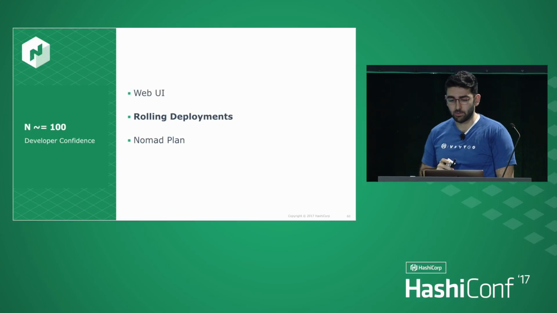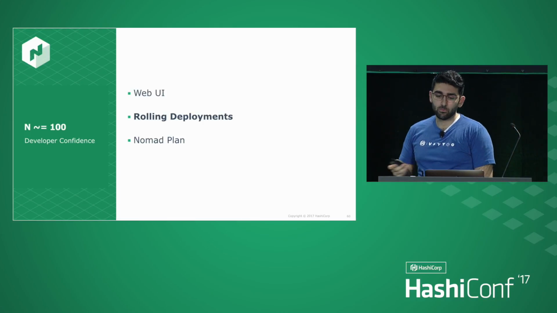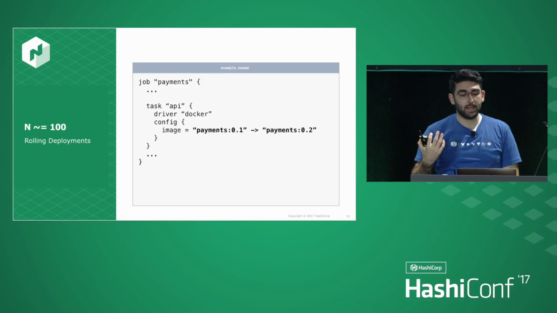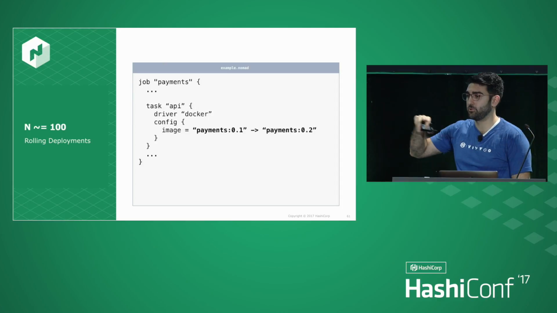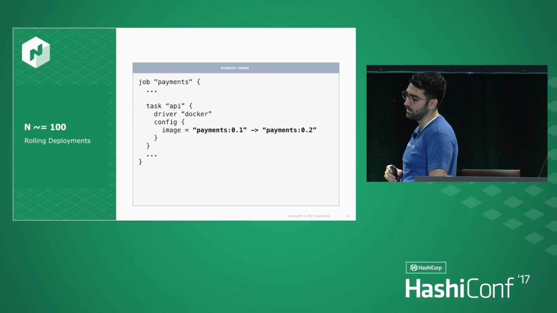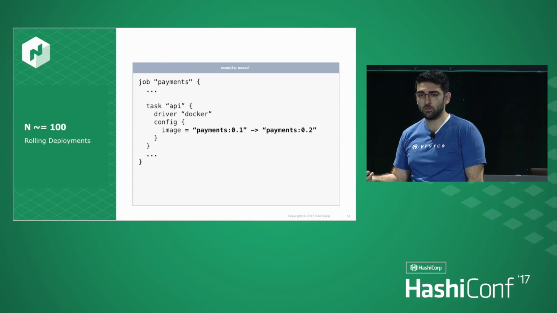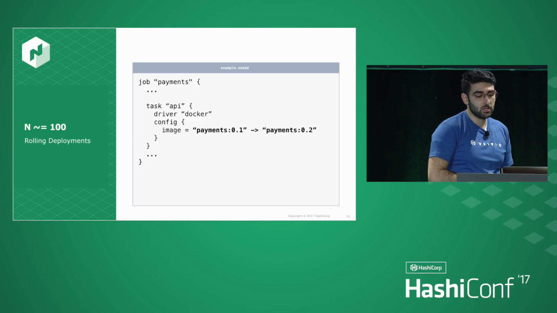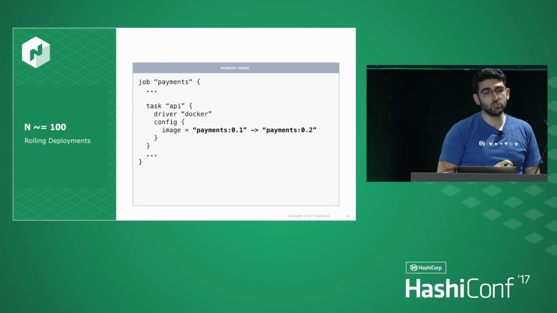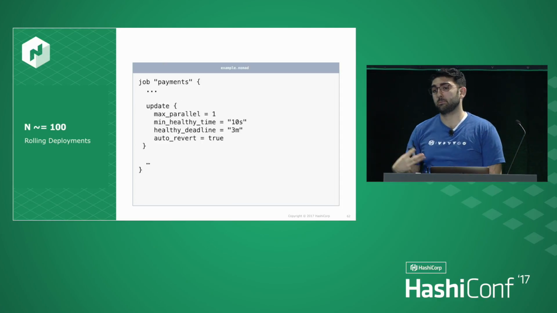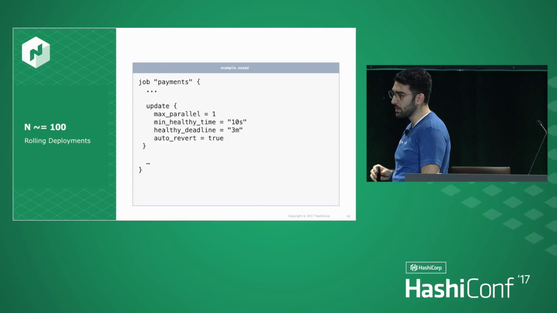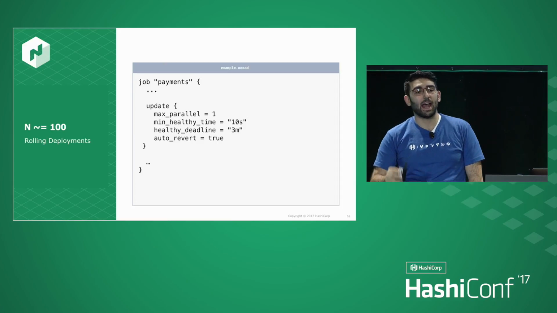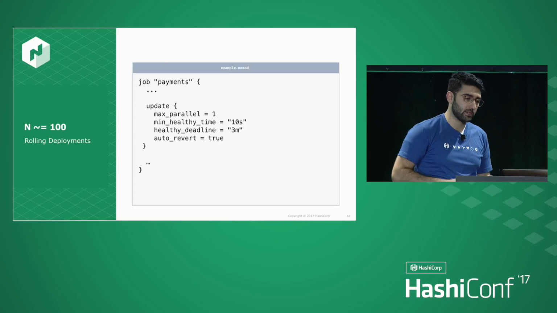Next is rolling deployments. So Nomad has rolling deployments. When you have a job file where maybe you're doing an upgrade of the Docker image to run from 0.1 to 0.2, Nomad will detect when that change is destructive. When it's a destructive change, it'll look for what we call the update stanza. The update stanza allows job operators to tell Nomad how they want their job to be updated.